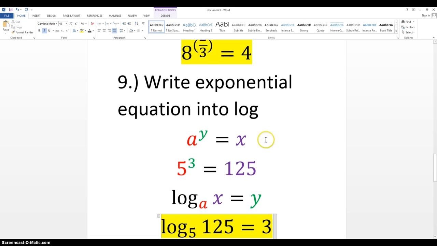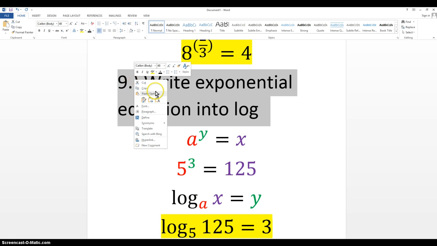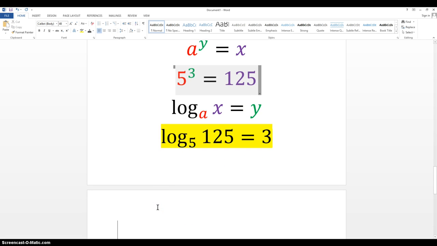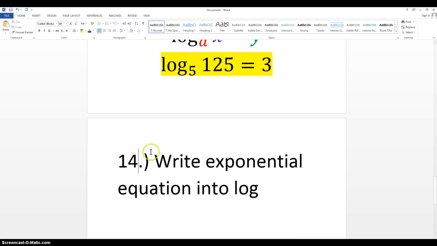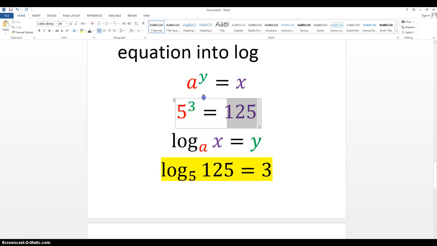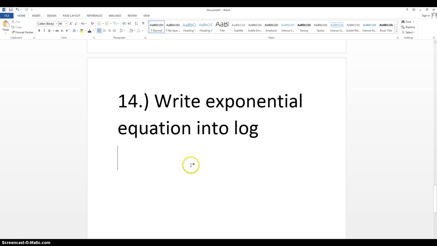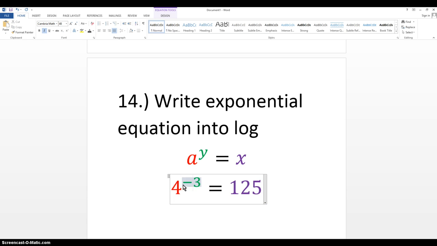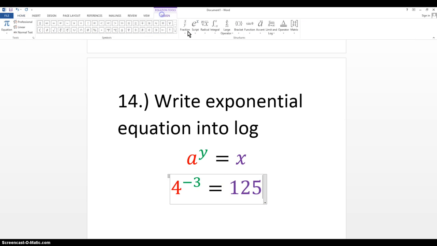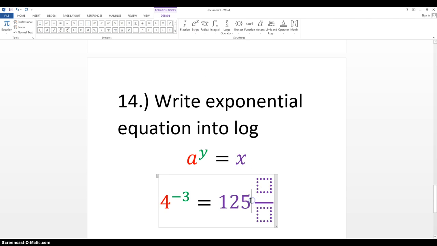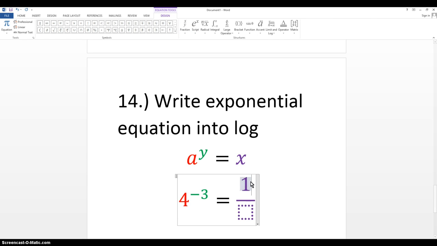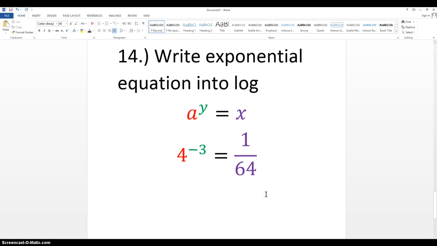Okay, number 14 is the next one, and that will be the exact same instructions. So we have 14: write exponential equation into log. Let me write down my first form, which is a to the y equals x, the exponential form. And that one is 4 to the negative 3 equals 1 over 64. All we are doing in this case is rewriting into the log equation.